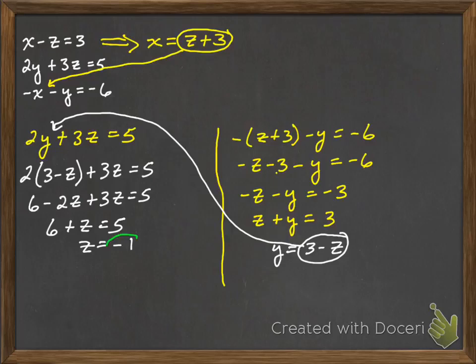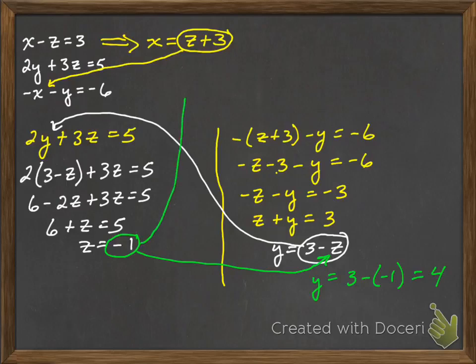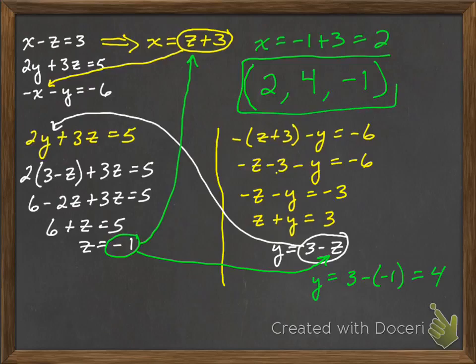Now that we know what z is, we can substitute it back in to this other equation and find out the y value. So y is equal to 3 minus that negative 1, which is 4. We can also substitute negative 1 back up into our first equation, giving us x equals negative 1 plus 3, which is 2. And we always write our answer as a coordinate, putting x first, which is 2, then the y value, which is 4, and then the z value, which is negative 1. And that is our solution.